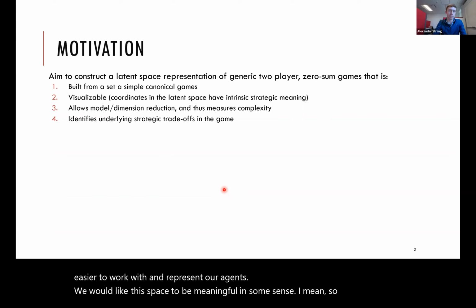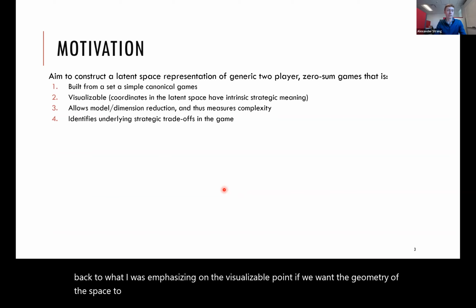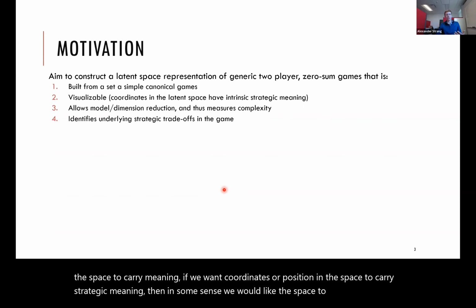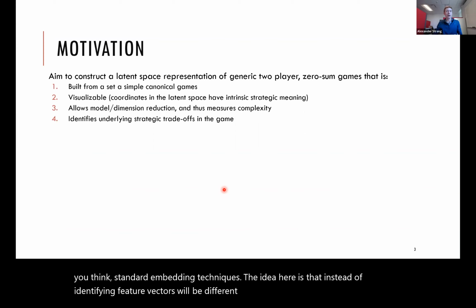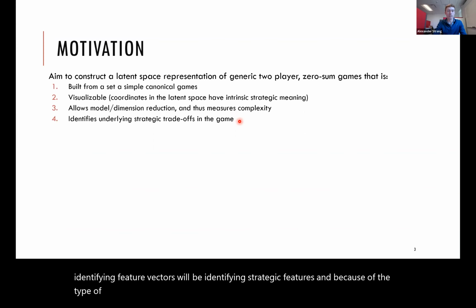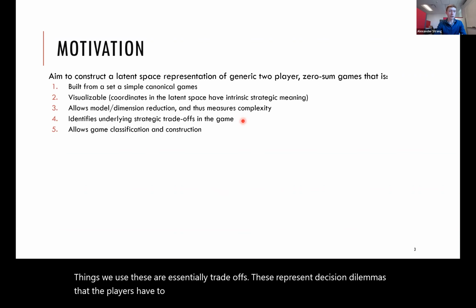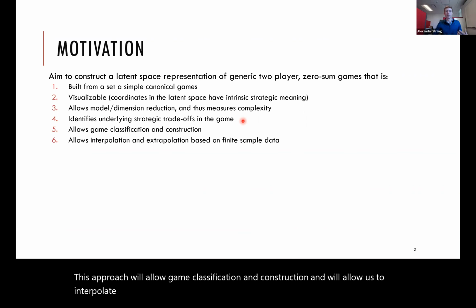I mean, this is going back to what I was emphasizing on the visualizable point. If we want the geometry of the space to carry meaning, if we want coordinates or position in the space to carry strategic meaning, then we would like the space to represent strategic features of the game. And this is analogous to identifying feature vectors in standard embedding techniques. The idea here is that instead of identifying feature vectors, we'll be identifying strategic features. And because of the type of canonical games we use, these are essentially trade-offs. These represent decision dilemmas that the players have to face. This approach will allow game classification and construction and will allow us to interpolate beyond empirical data.